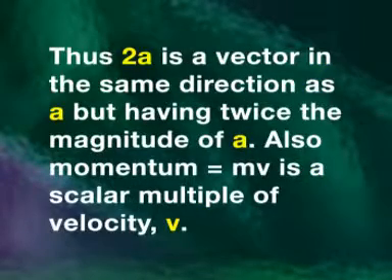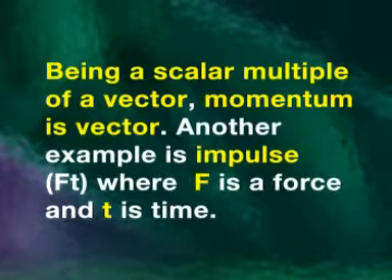Thus, ma is m times a with a short line under it and in the same direction as a. Thus, 2a is a vector in the same direction as a, but having twice the magnitude of a. Also, momentum equals mv is a scalar multiple of velocity v. Being a scalar multiple of a vector, momentum is a vector. Another example is impulse, ft, where f is a force and t is time.